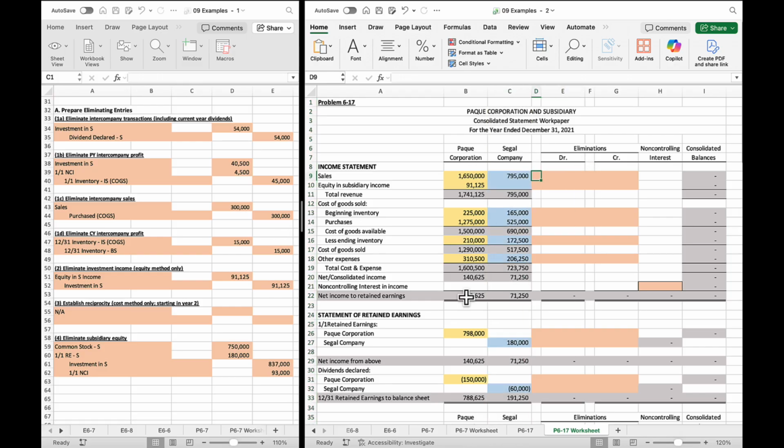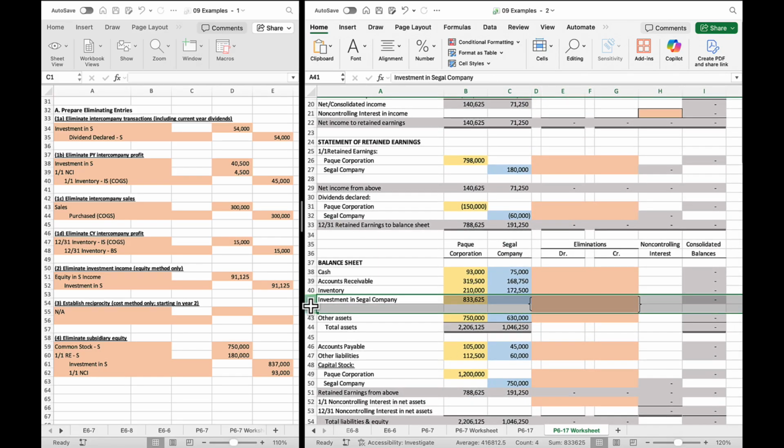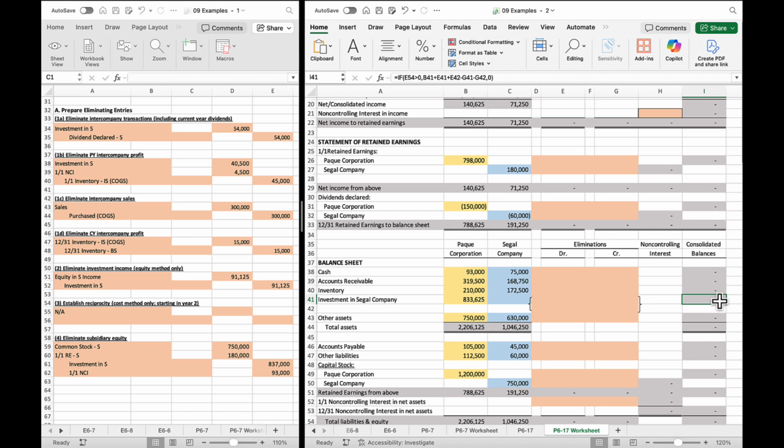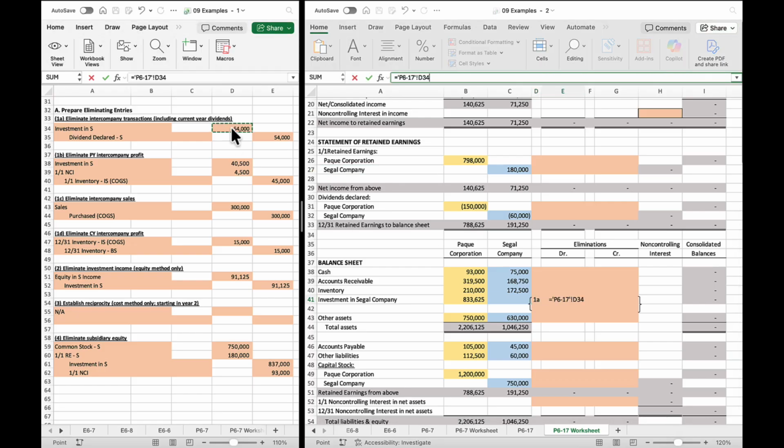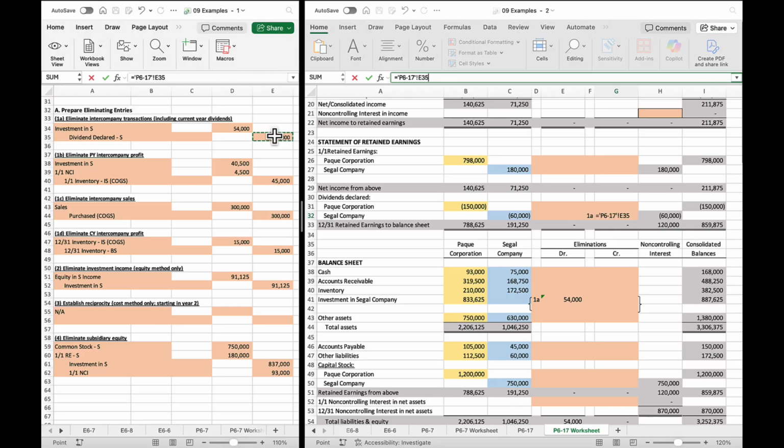We're going to go ahead and enter in our eliminating entries. So for this one, we're going to start with investment in S. Notice that we're going to have a few debits and credits to our investment in S. So anything that's on either line 41 or 42 is going to come into our investment in S total in column I. So we're going to start on line 41 and we are going to debit for $54,000.